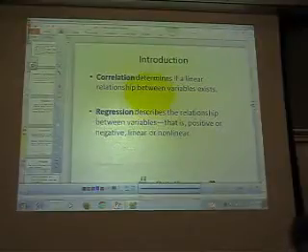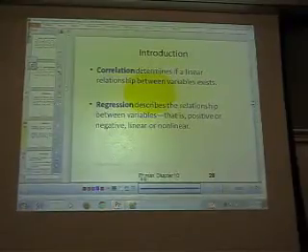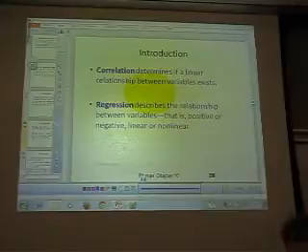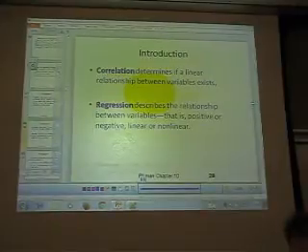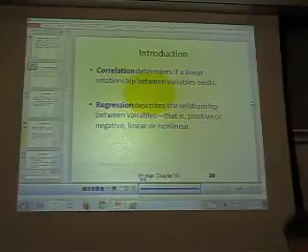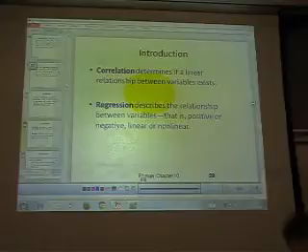Andrew, go ahead and read. Regression describes the relationship between... Whoa, wait. Start from the beginning. Correlation determines if a linear relationship between variables exists. Regression describes the relationship between variables that is positive or negative, linear or non-linear. Great.